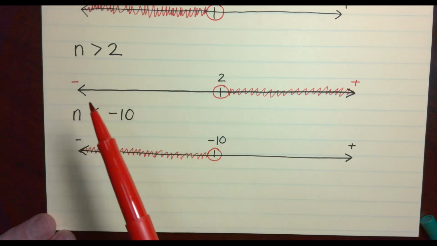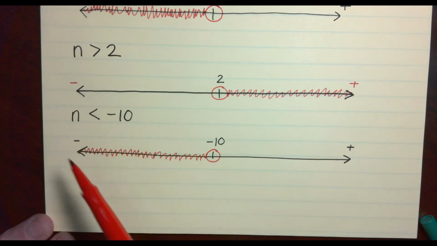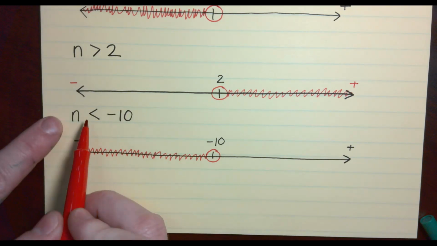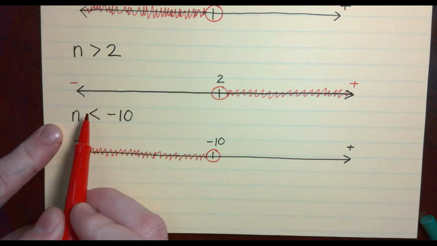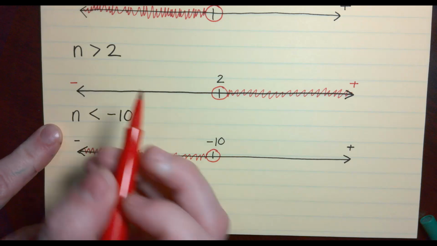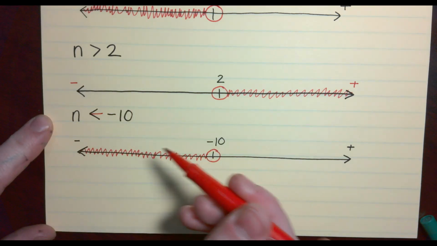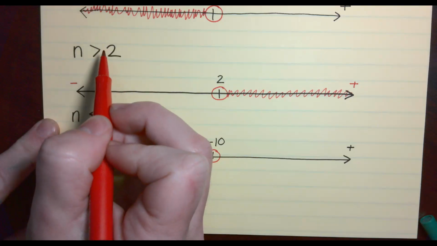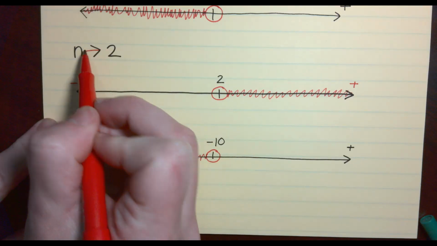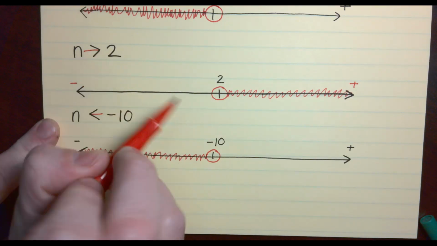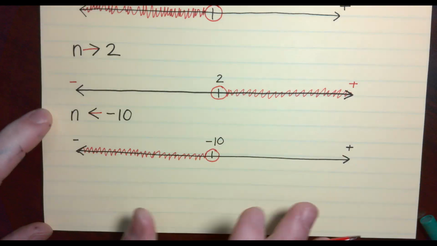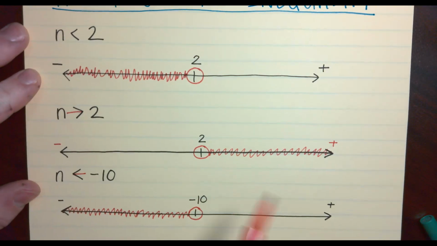Another nice thing that we can notice about these inequalities when we graph them, our symbol literally tells us what direction to shade in. This is like a little arrow. You see that? It tells us to go that way. Just like here, when we have n is greater than 2, it's literally an arrow pointing to which way you shade. It's not so bad, guys.